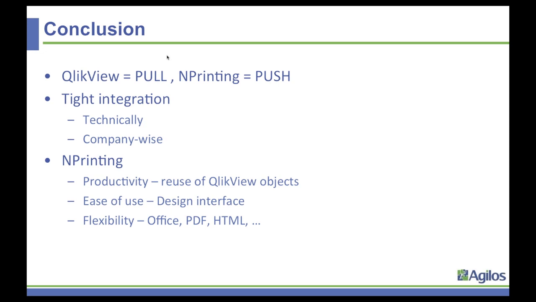And then the third point is basically the key characteristics of NPrinting: productivity, you reuse all the ClickView objects; ease of use, you design in Word or PowerPoint, which is very easy to use; and third, flexibility for output.